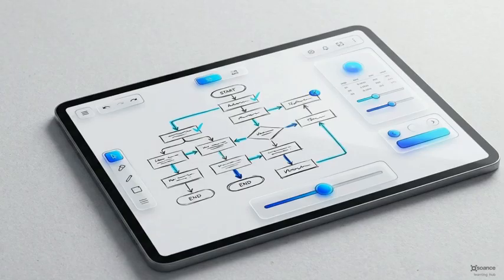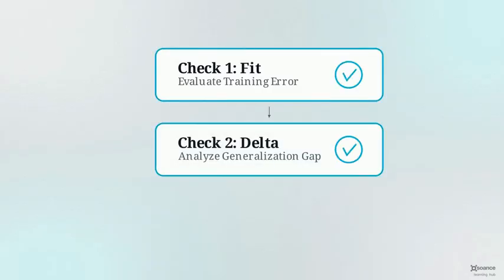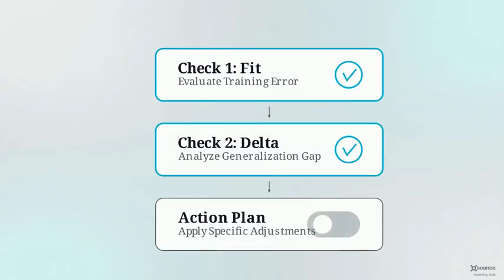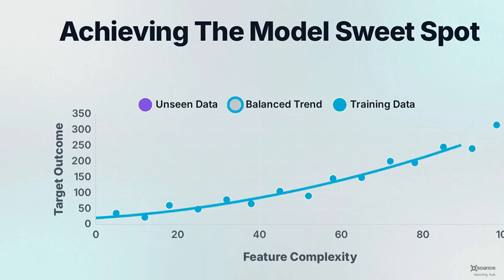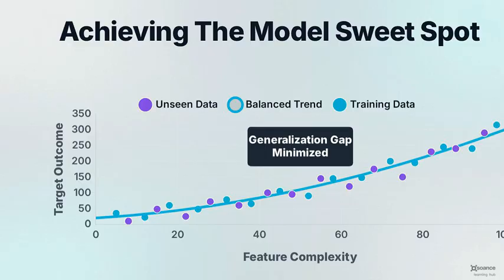You now have a concrete framework. When your model fails, you don't have to guess. You check the training error, you check the generalization gap, and apply the specific adjustments required. The result is a model that strikes the balance. It captures the overall trend with a gentle curve, but it leaves enough flexibility to accommodate new, unseen data.